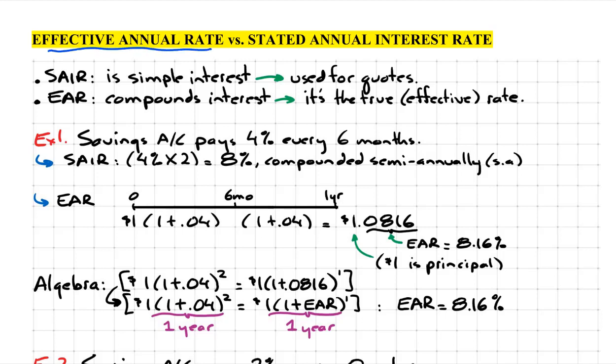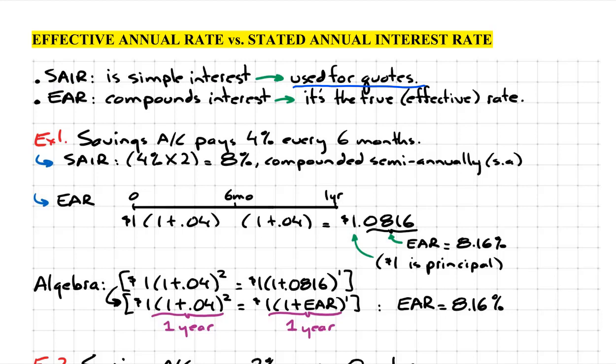Effective annual rate versus stated annual interest rate. So let's see what the difference is between the two. Stated annual interest rate is simple interest, and it's primarily used for quoting purposes. So when you walk into a bank and they have a big advertisement poster that says, we're going to pay you 5% on your savings account, that rate is in terms of stated annual interest rate.